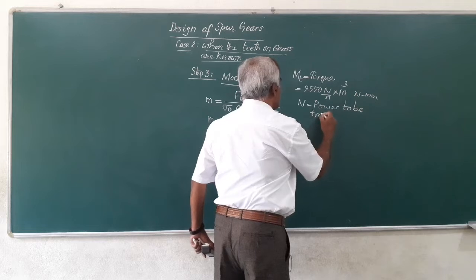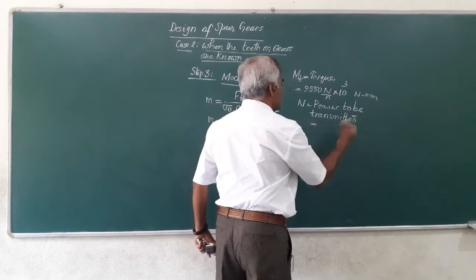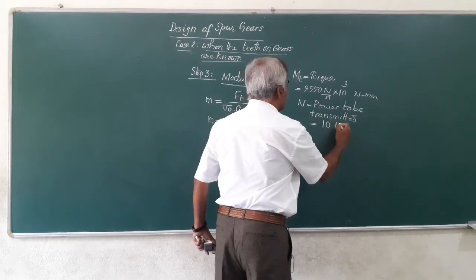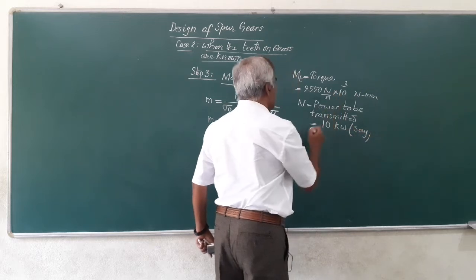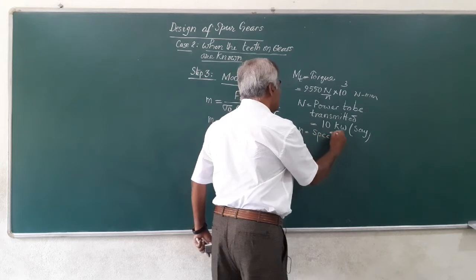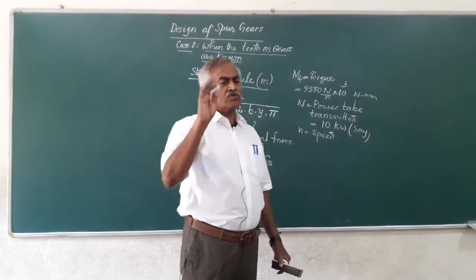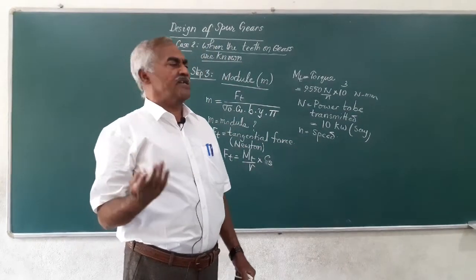That will be in terms of kilowatts to be transmitted. This will be given in the question, say some 10 kilowatts. And this N is the speed. So, in any problem on this gear, you will have two speeds. One is the speed of the pinion and the other is the speed of the gear.